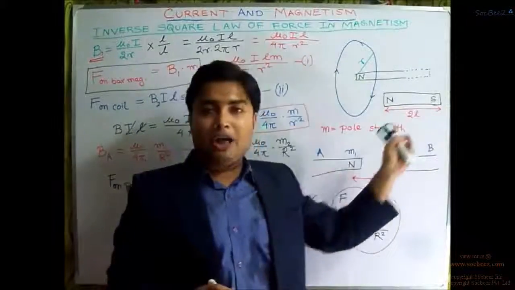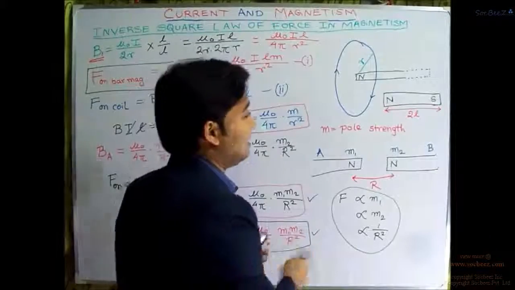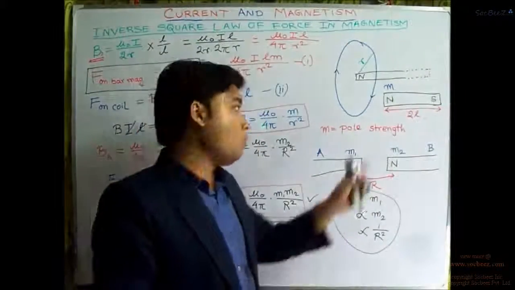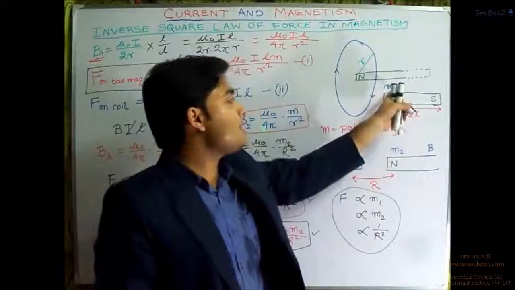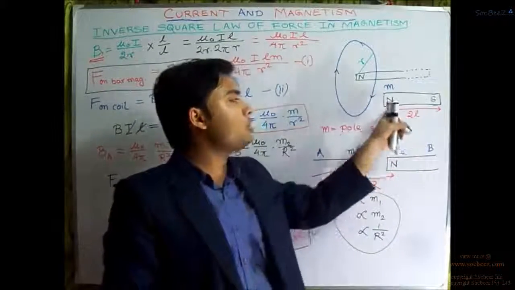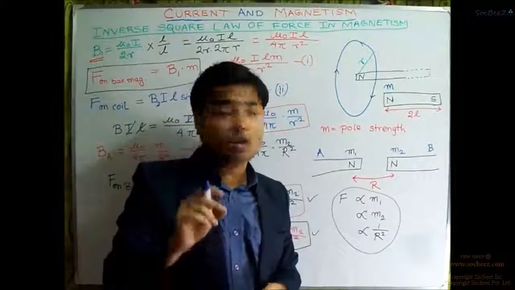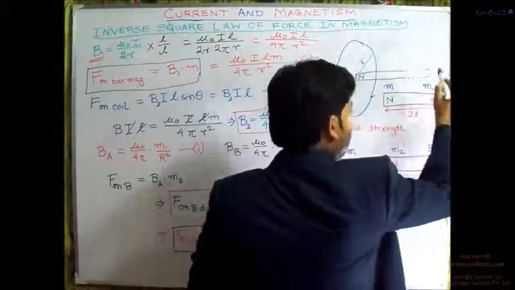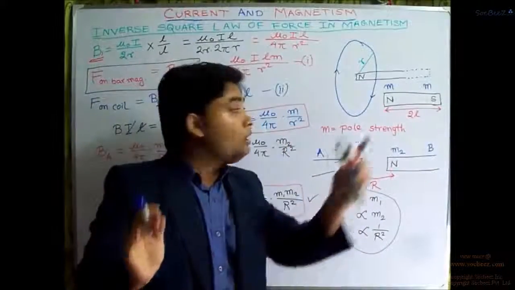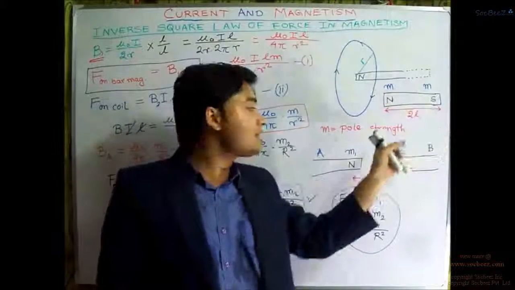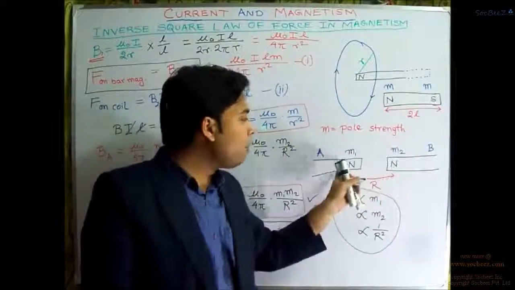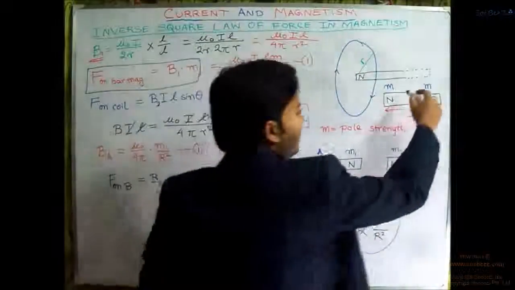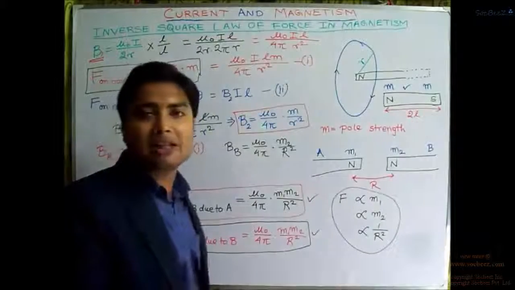So if this is separated by 2L and it is said that the north pole has a pole strength of, say, small m, what will be the pole strength of the south pole? Simply, it will be equal to m, because for a particular bar magnet, the north pole and the south pole both have the same pole strength. But for different magnets, the pole strength will be different. So, if this is the scenario, we can find out the magnetic dipole moment.